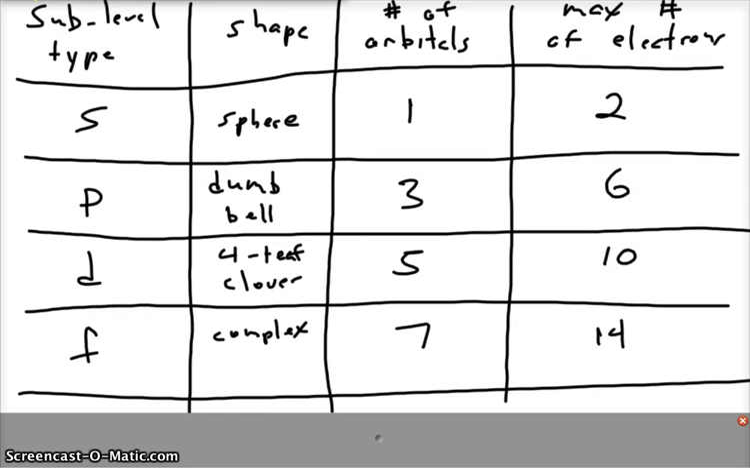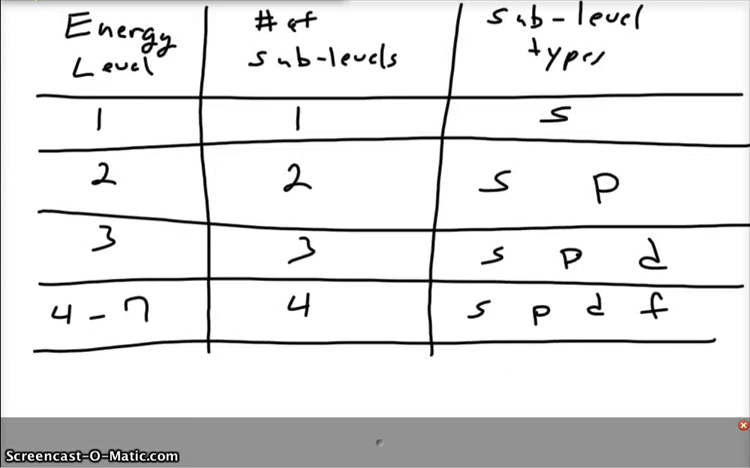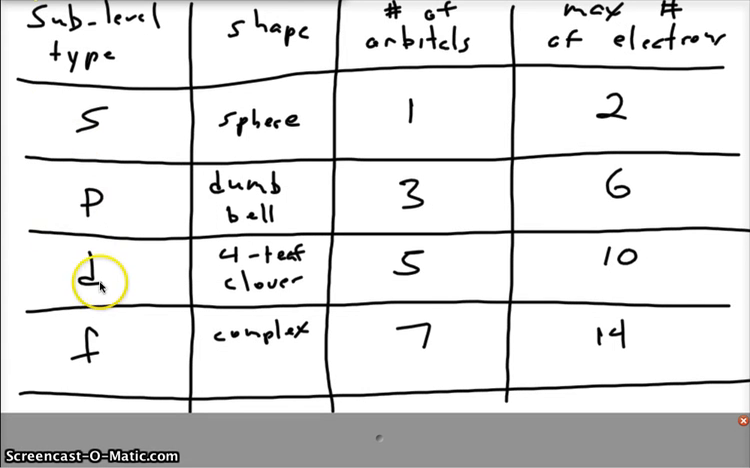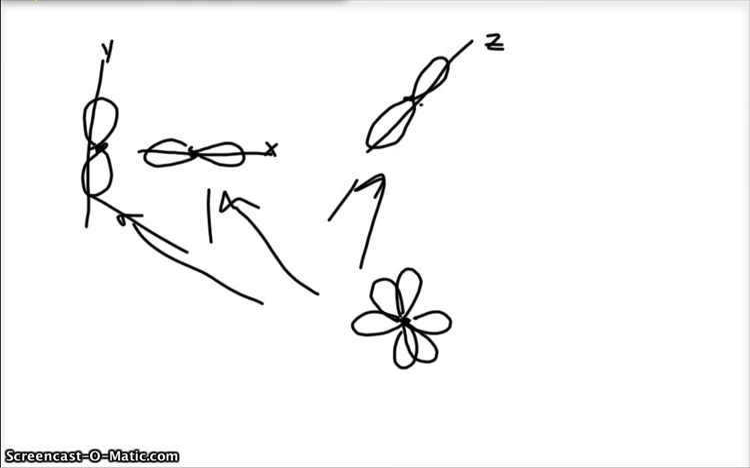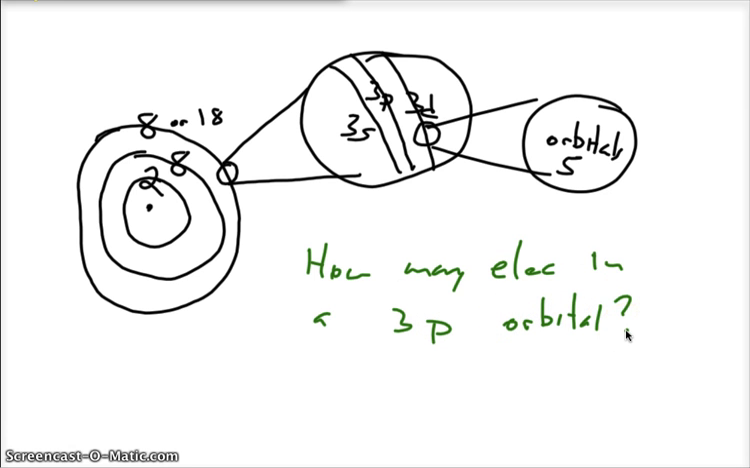Or I could ask you, what's the shape of a D sublevel? Oh, D sublevels are four-leaf clover shaped. Or I could say, how many orbitals are in a P sublevel? Well, there are 3 orbitals in a P sublevel. Questions like that. And then I could even go a little more complicated. I could say, for example, how many electrons in a 3p orbital? And that can be tricky if you're not paying attention.